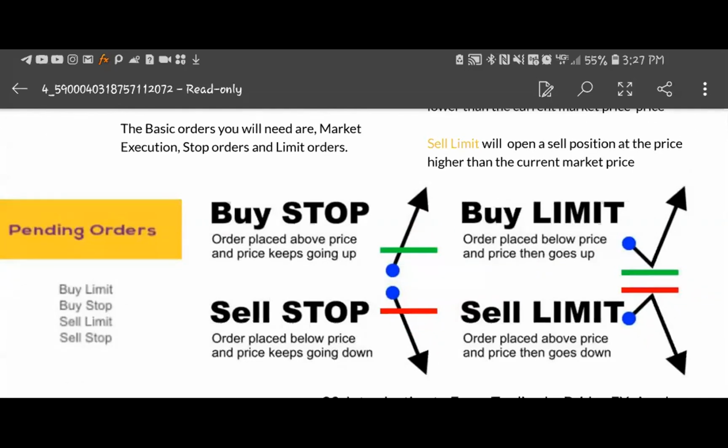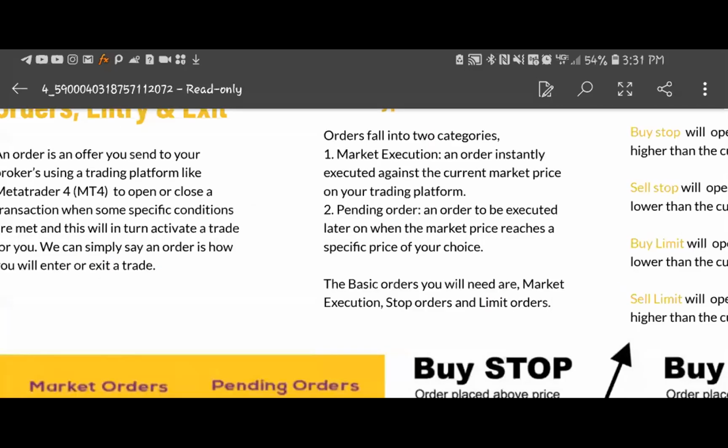So if Naira is 430 now, you feel that it goes up to a specific price and then it comes back down. So once it hits the sell limit area, it opens a trade and you begin to go down, then you begin to make profits.